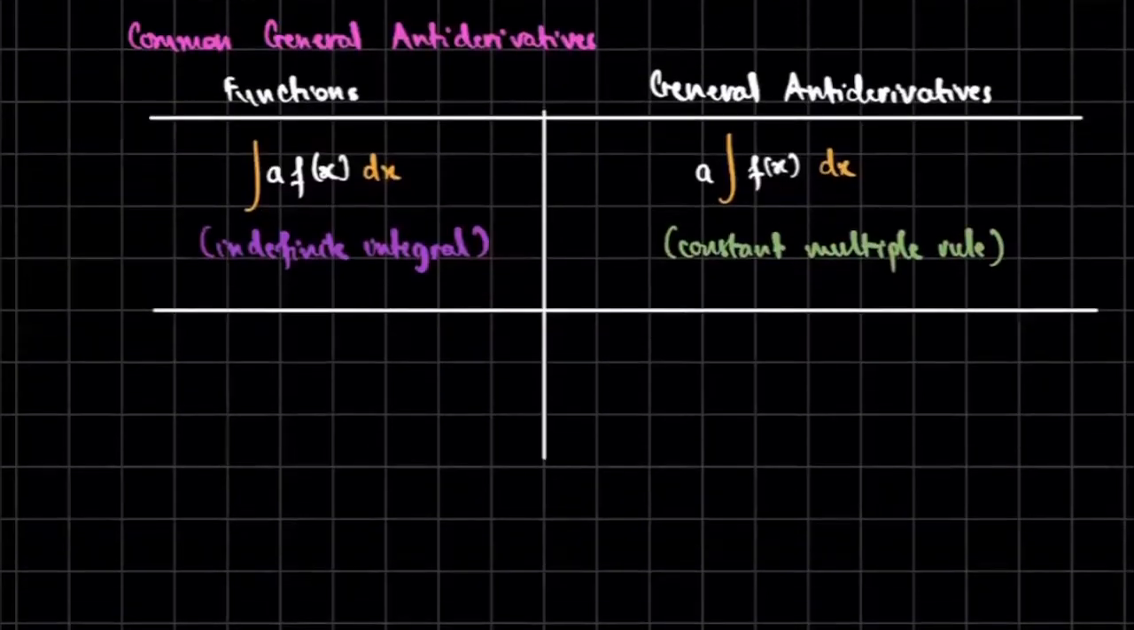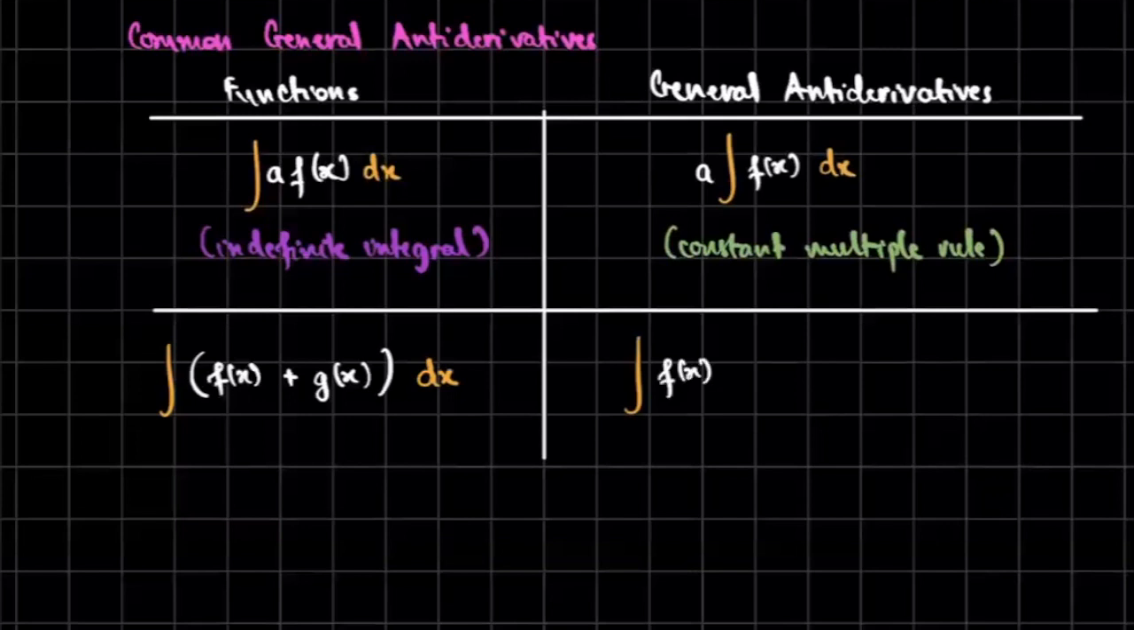Now the next one is the integral of a sum and the integral of a difference. Integral of a sum, if you have f of x plus g of x dx. The integral of a sum is the sum of integrals. So integral of f of x dx added with the integral of g of x dx. And the integral of a difference is the difference of integrals. So this is the sum and difference rule.